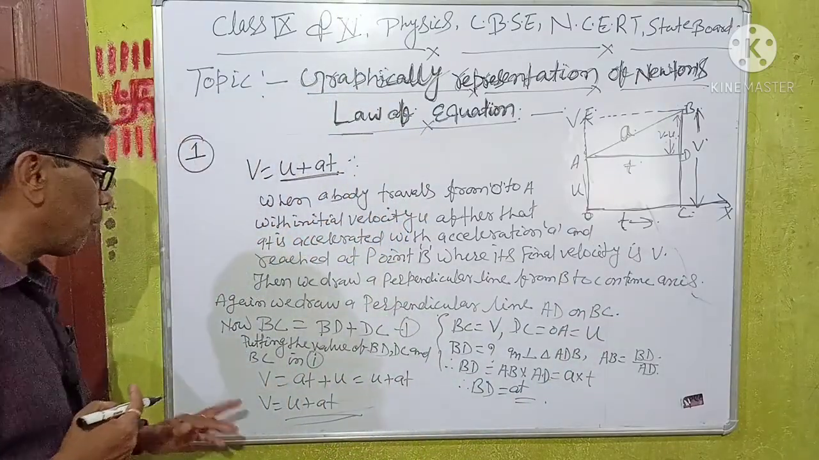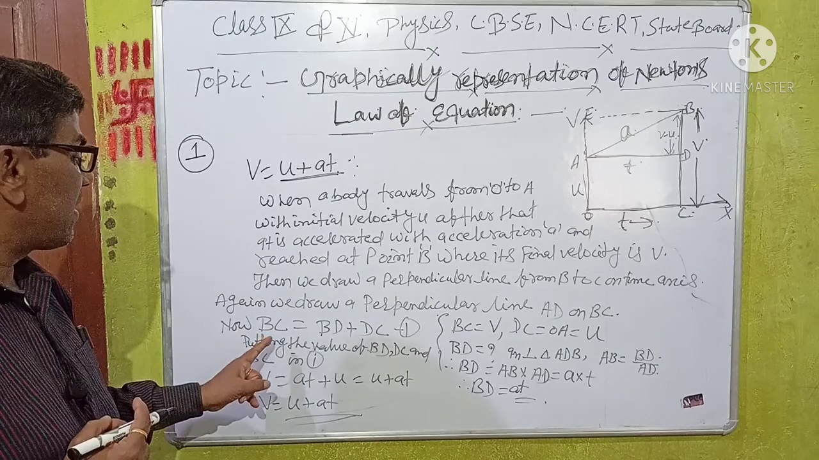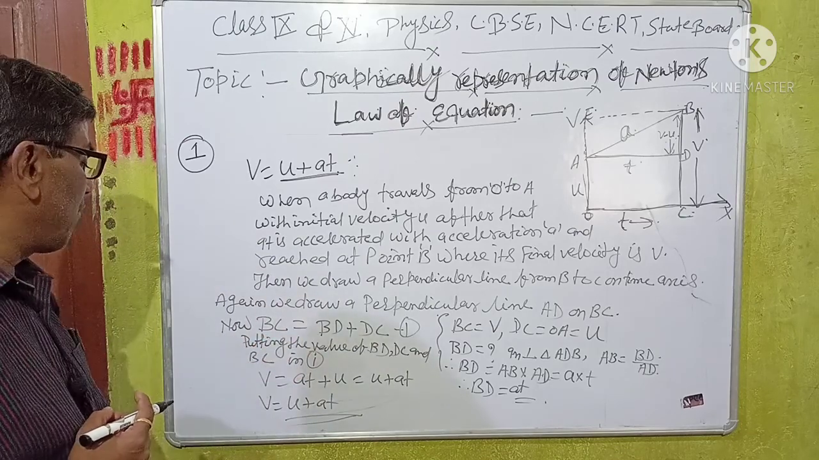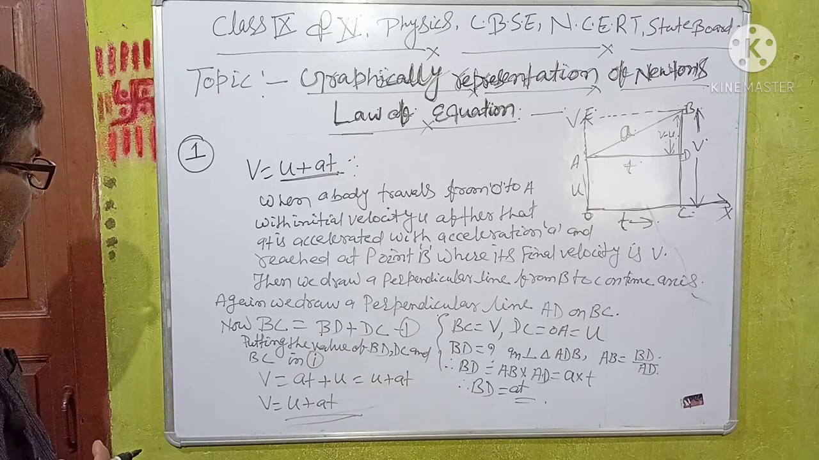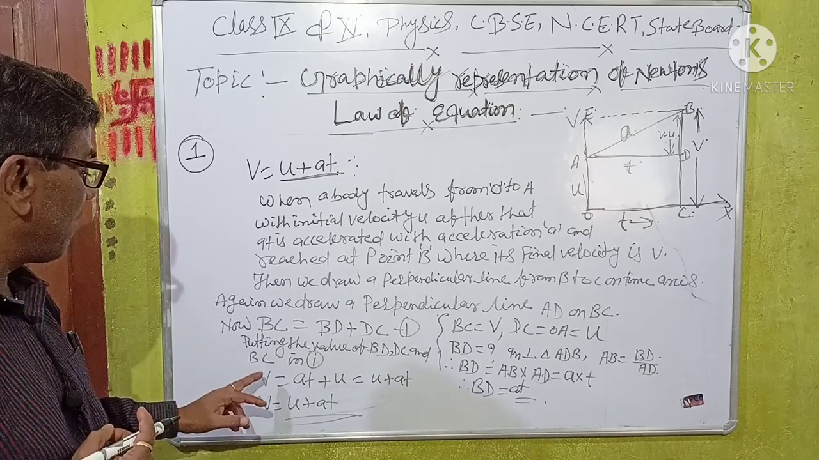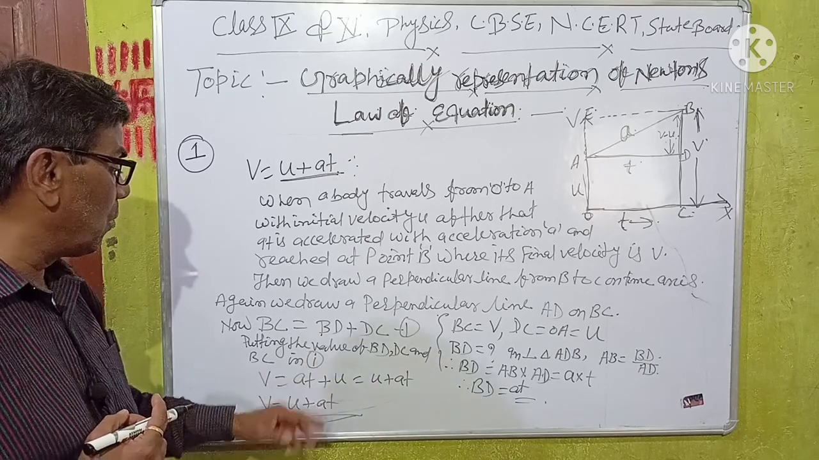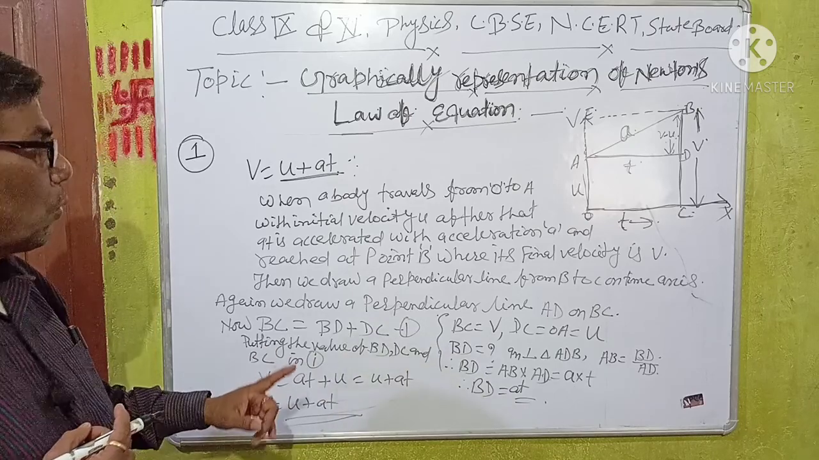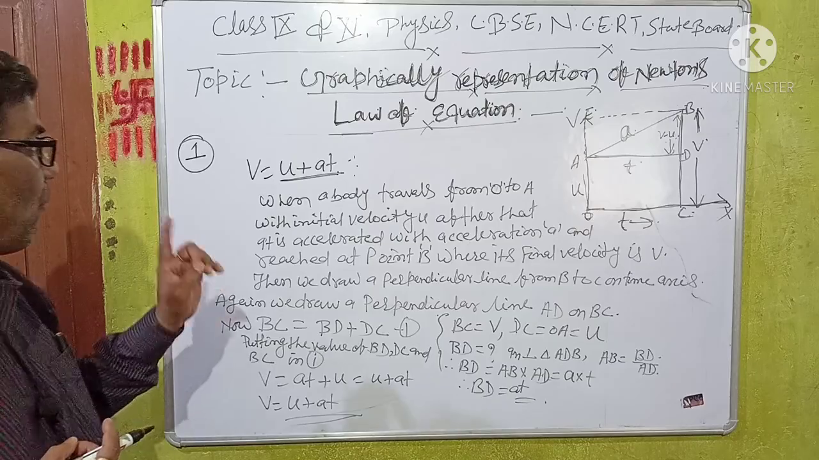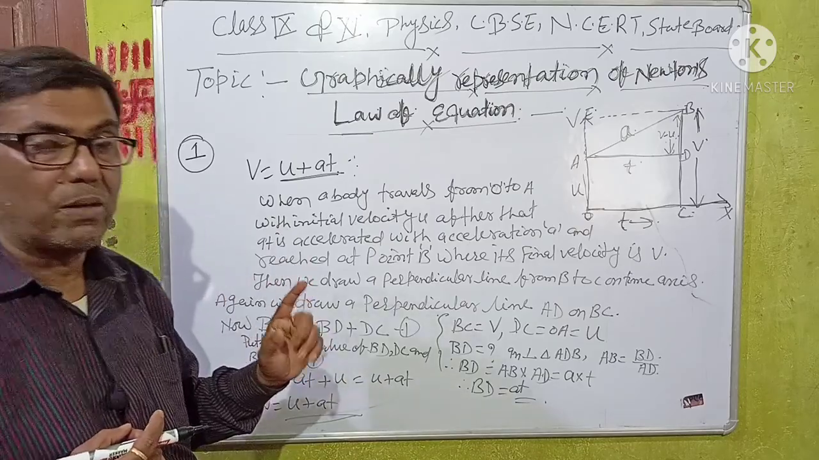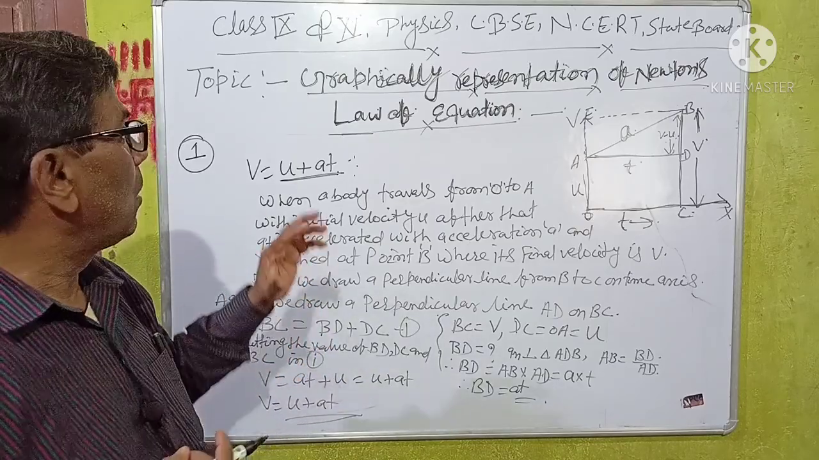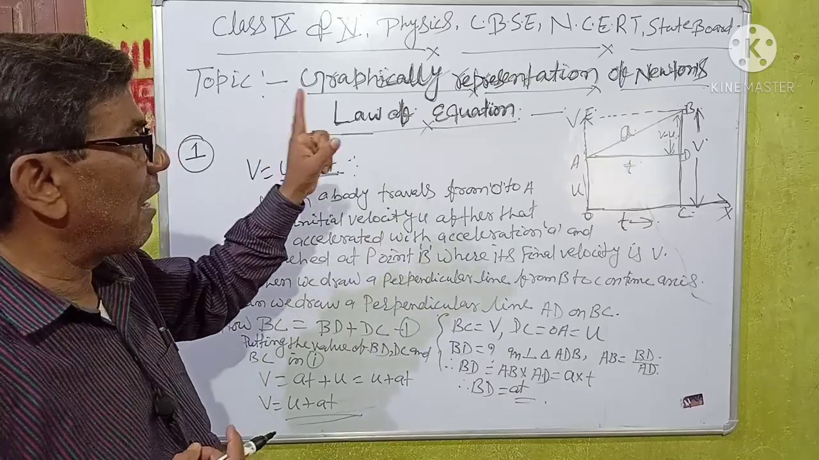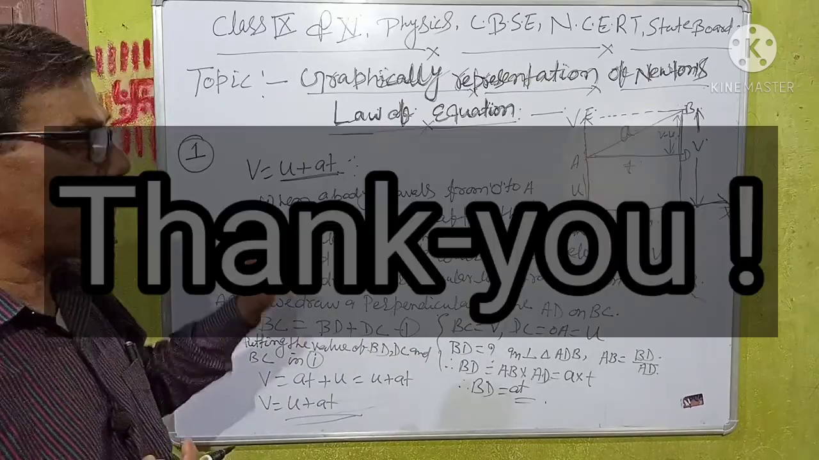So here putting the value of BC, BD, DC in equation first, then we get V is equal to AT plus U is equal to U plus AT. Then V is equal to U plus AT. This is the first Newton's law of equation, which is derived through the graphical representation of Newton's law of equation.